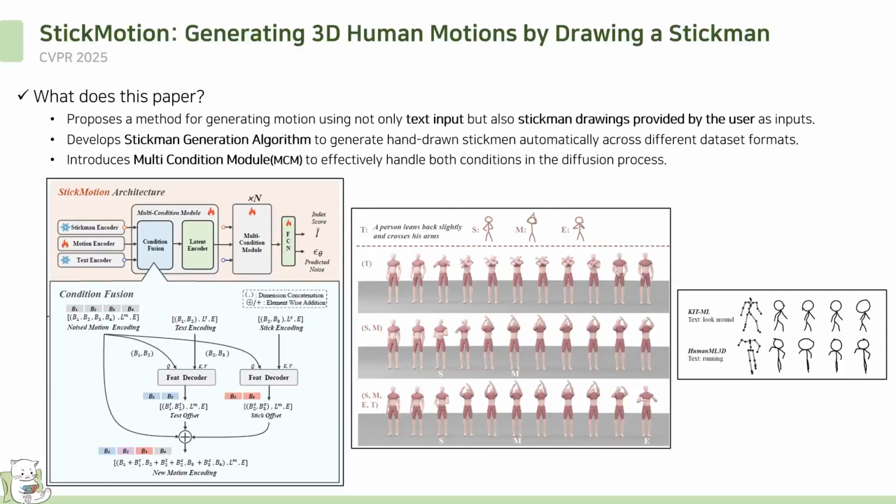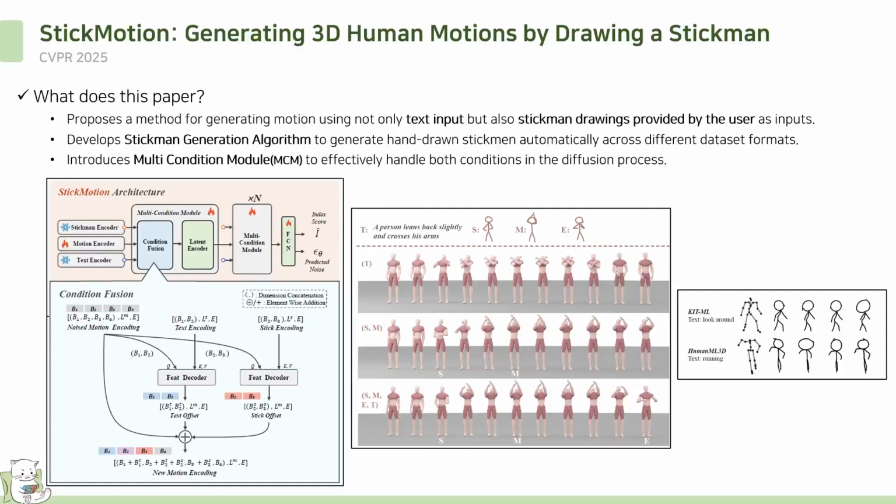Since hand-drawn Stickman figure data is scarce, the researchers developed the Stickman generation algorithm to automatically generate hand-drawn Stickman. As shown in the figure on the right, this algorithm converts 3D human joint coordinates into Stickman sketches. Additionally, to effectively integrate text and Stickman figure conditions, Stick Motion introduced the multi-condition module, MCM.